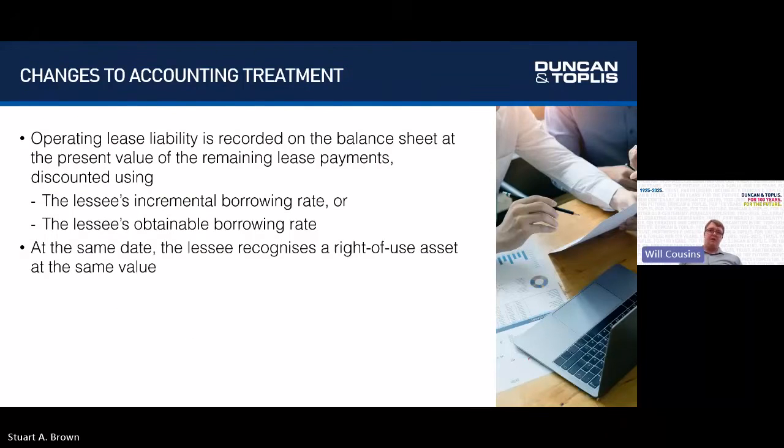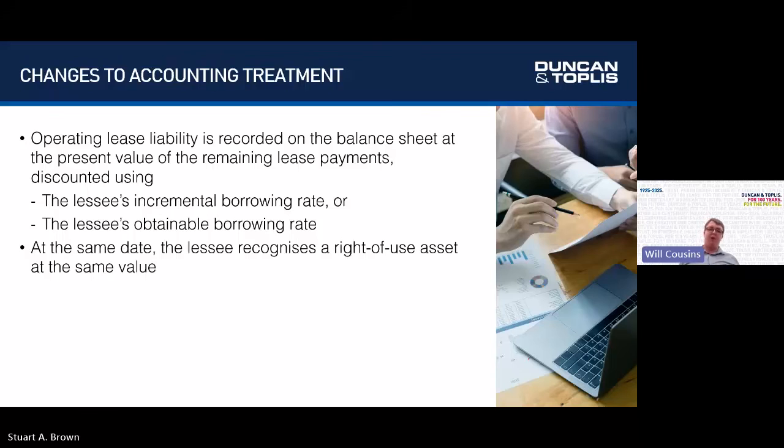So in terms of the changes to the accounting treatment, where previously you'd have an operating lease recognised in the profit and loss on a straight line basis, we would now need to recognise a right of use asset for the underlying asset. And we're going to need to recognise a corresponding lease liability. The lease liability is recorded at the net present value of the remaining lease payments, and that needs to be discounted using either the incremental borrowing rate or the obtainable borrowing rate.